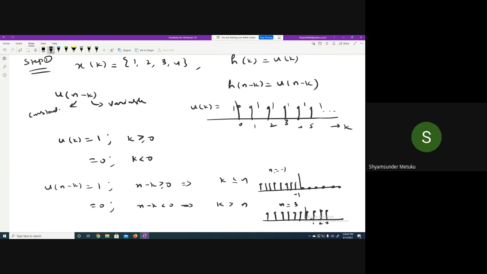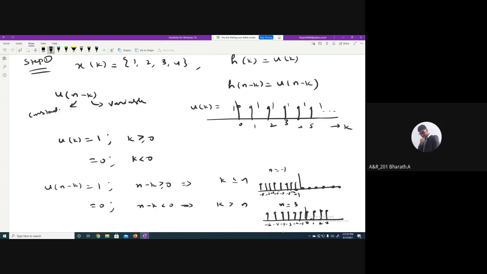Signal definition says u of n minus k is equal to 1, means it is having a 1, when the variable is less than or equal to n, where n equal to minus 1. So n equal to minus 1 is this particular point. Less than or equal to minus 1 means minus 2, minus 3, minus 4, minus 1. Isn't it? If n is equal to positive, assuming 3, so k less than or equal to 3 means only again left side: 2, 1, 0, minus 1, minus 2, minus 3. Simple or not?